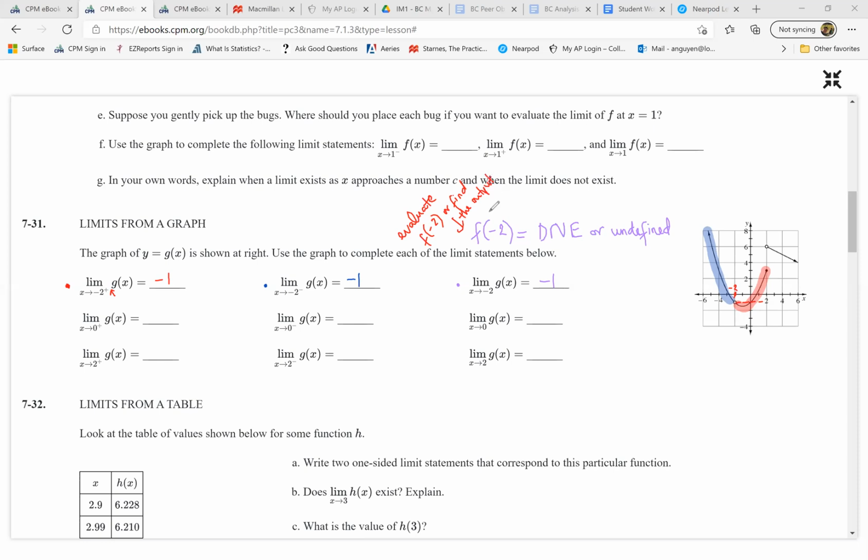Output or y value when the input or x value equals -2. See it? This means you find the limit of the function when x approaches -2. You see the difference? Okay.